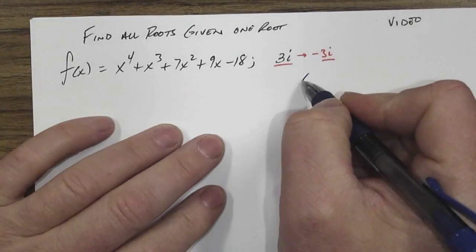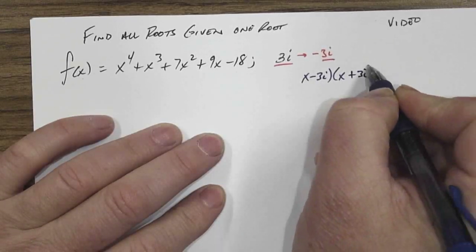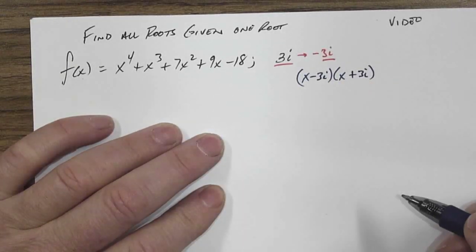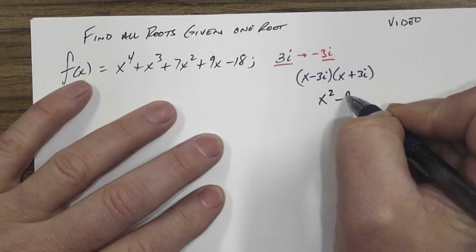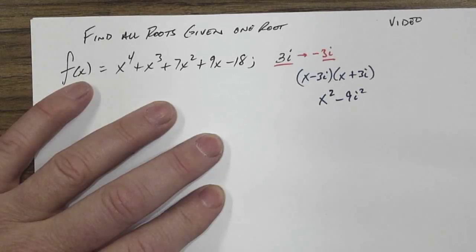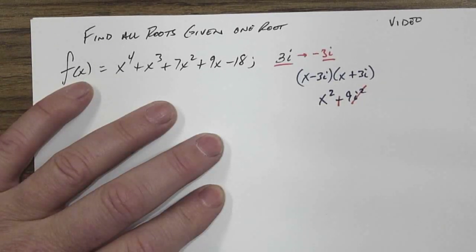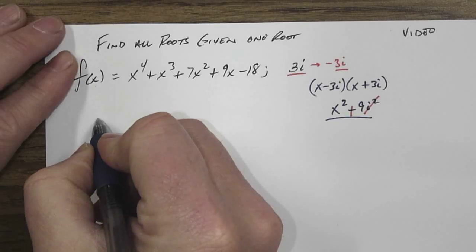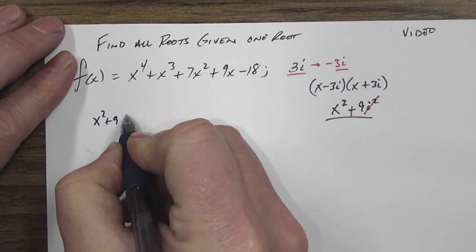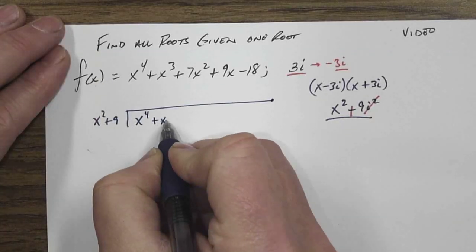So now I have to take x minus 3i times x plus 3i from these two roots, multiply them together, and I'm going to get x squared minus 9i squared. But i squared is negative 1, so that's going to be x squared plus 9. Because it is x squared, I'm going to have to do long division.